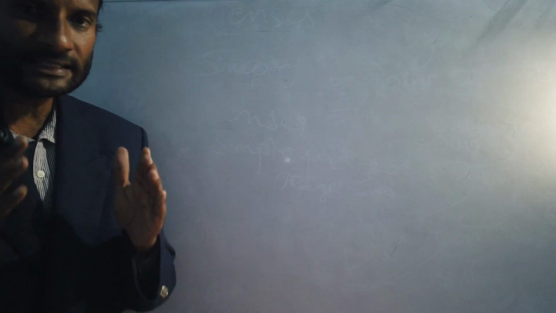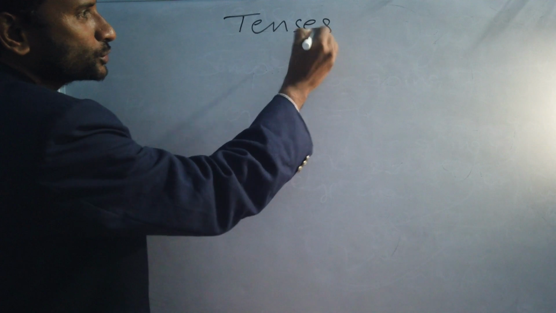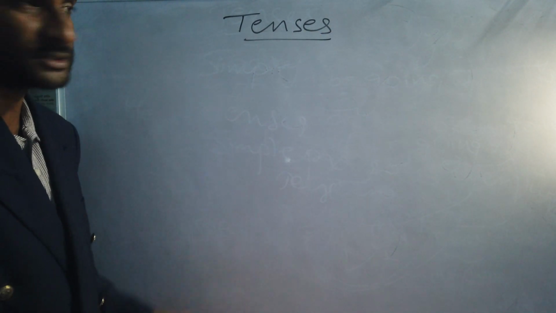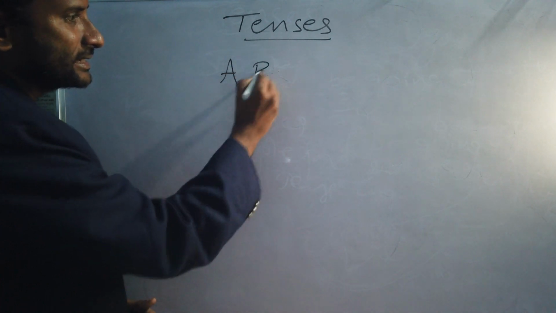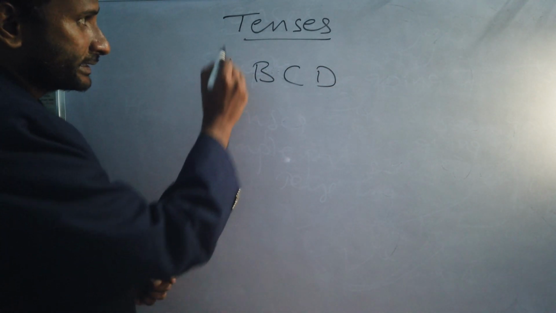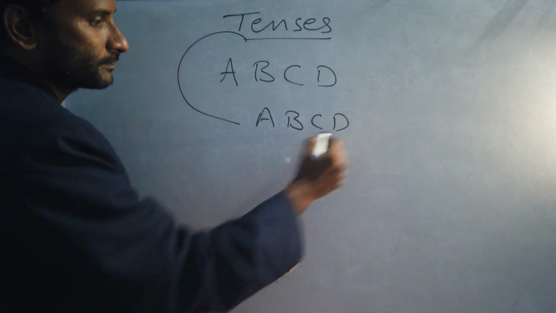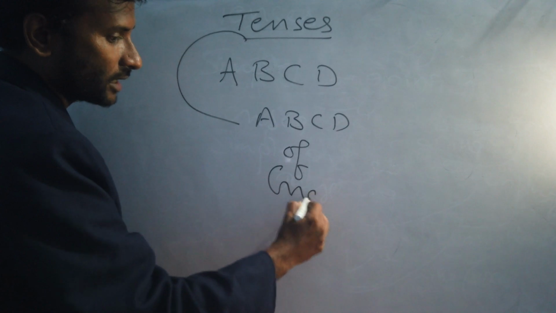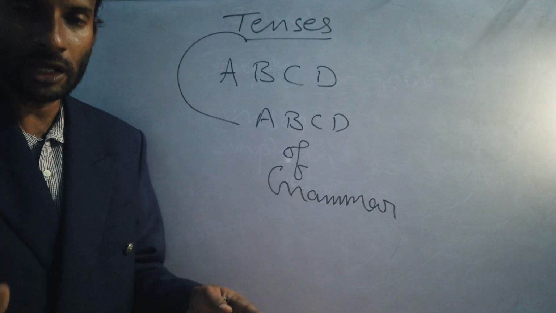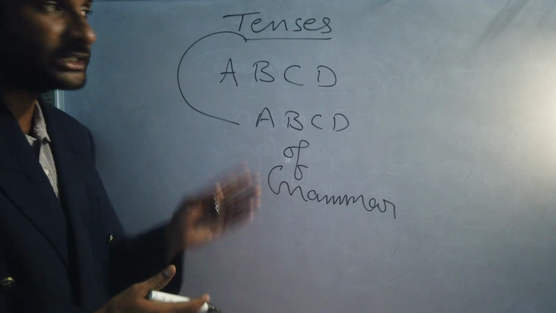So we are going to learn tenses. Now this is the background of all English language. The reason is, like ABCD in English, tenses become the ABCD of grammar. So it's very important to learn tenses, and the whole grammar depends upon this.